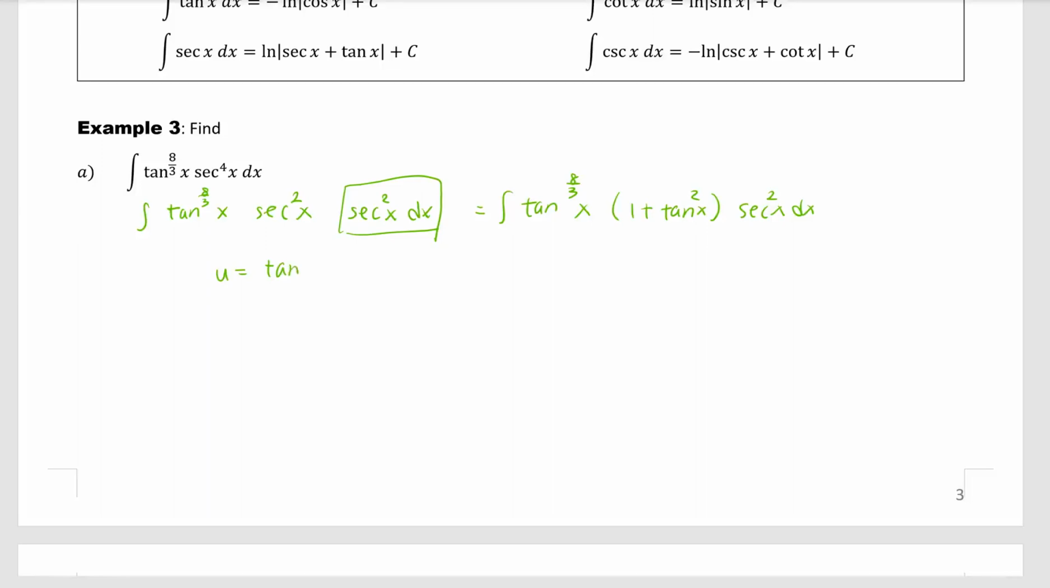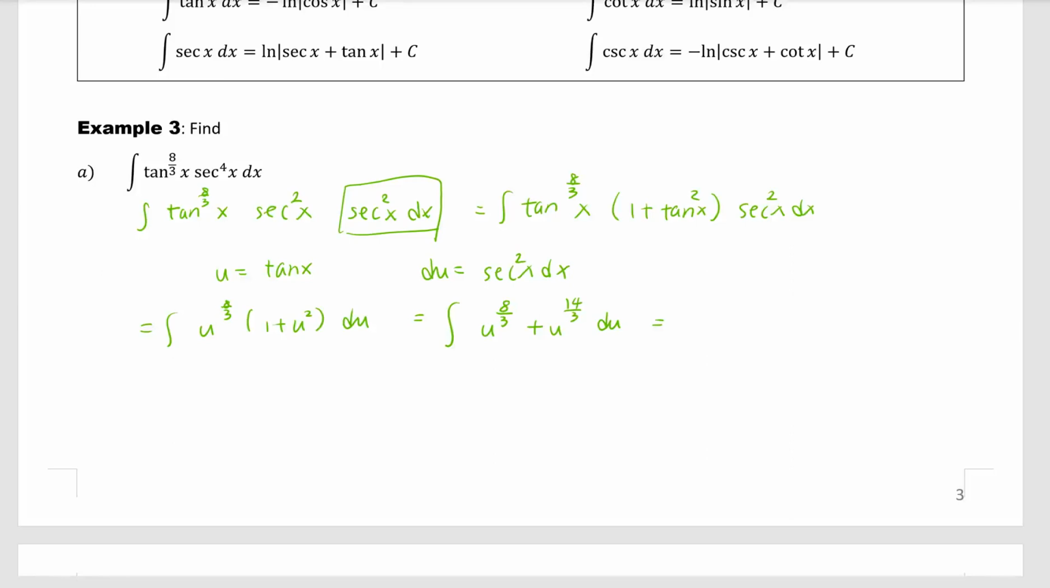Let u be tangent x. du is secant squared dx. And then we have the integral of u to the 8/3, and then 1 plus u squared du. Remember, no product rule, so let's distribute it. So u to the 8/3, and then plus, well, 2 is like 6/3, so 14/3, u. So far, so good, everybody?